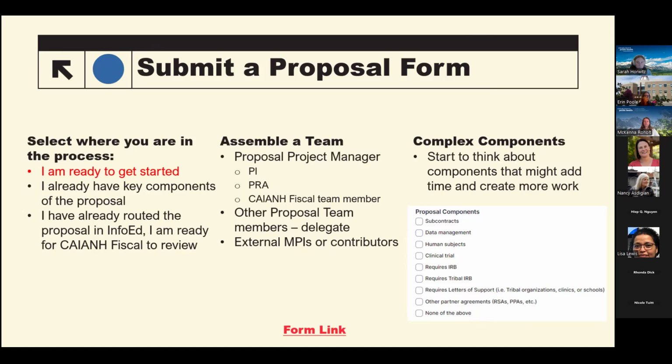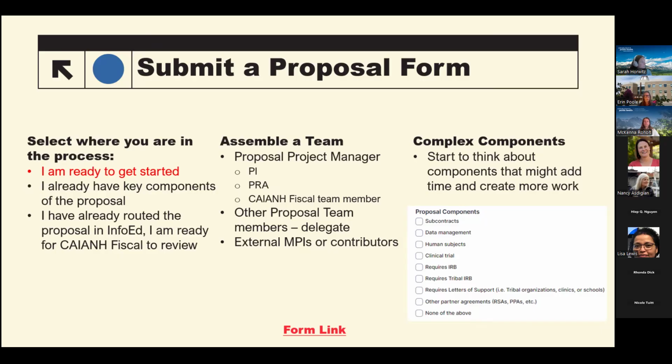You can see that that top choice, I'm ready to get started, is highlighted in red. The reason for that is because it's Cayenne Fiscal Team's hope that we would be involved at this point in the process. So very early on at the beginning of it, as many proposals as possible. So please reach out early so we can provide you with support and tools to make the process smooth as possible and hopefully strengthen your proposal.